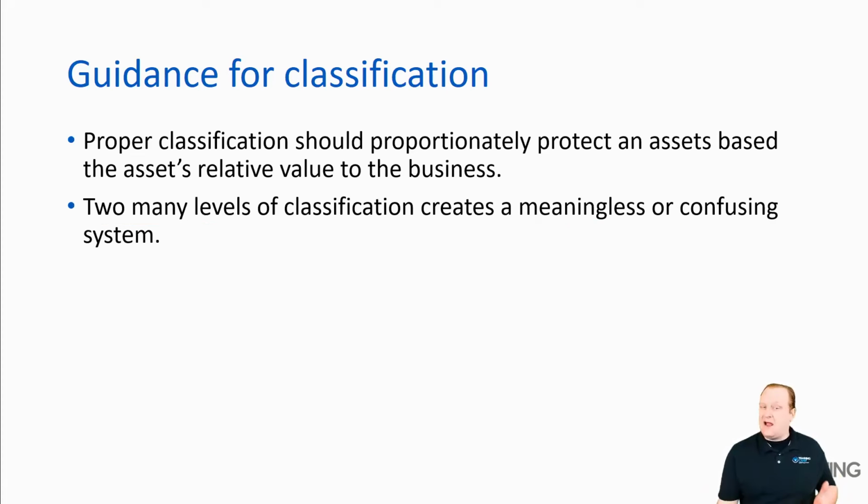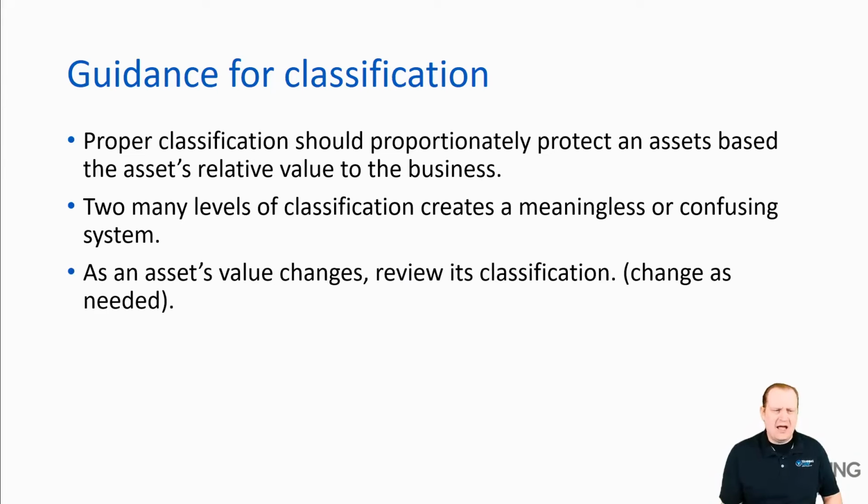We want to keep it granular. We want to have tiers, but honestly, any more than 7 creates a problem. So 3 to 7, in my expert opinion here, seems to be the best place. You could do 3 levels, you could do 4, you could do 5, never more than 7. And we're tiering our security here for our assets. As an asset's value changes, and it very well may, we review the classification and decide whether it needs to be increased or decreased.